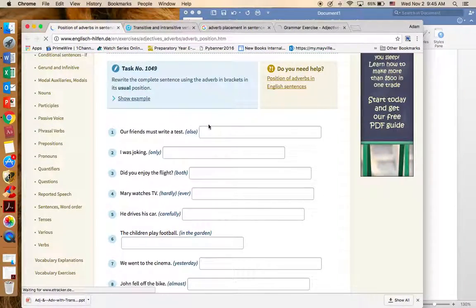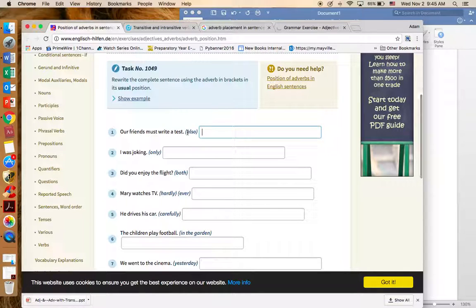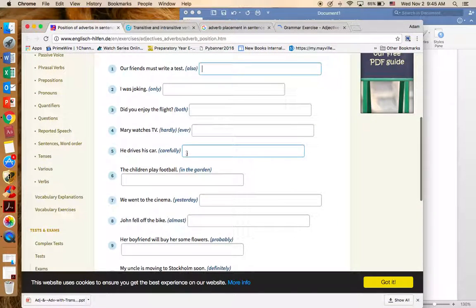Right, so our friends must write a test. This is an adverb of frequency, not an adverb of manner. Hardly here is carefully. He drives his car, and then carefully is our adverb. So what does he drive? He drives his car. This must be a direct object because it answers the question what. So can we put he drives carefully his car? No, because this, his car, tells us what. It answers the question what. So it's a direct object. We can say he carefully drives his car, or he drives his car carefully. Either one is fine.